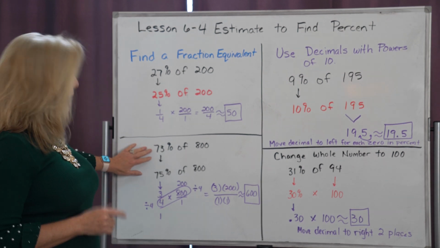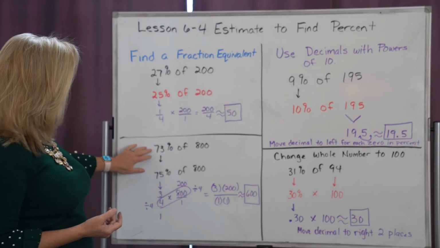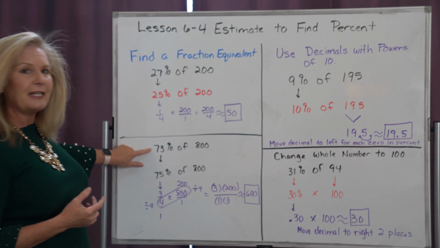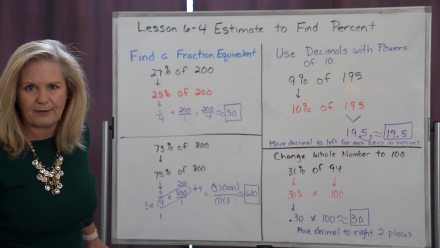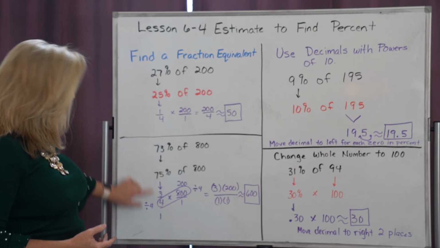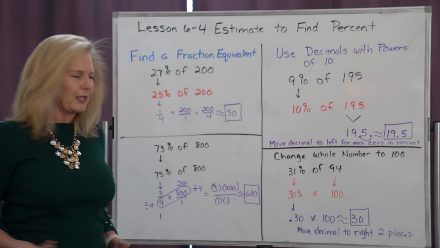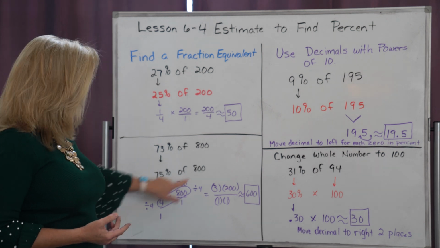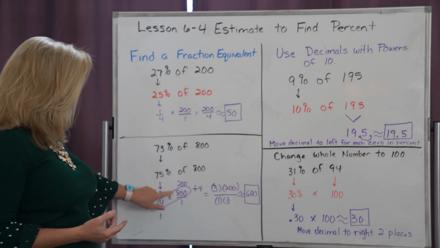Now, other good fractions that we could use would be something like 73% of 800. Well, 73% is close to 75%. And 75% I know is 3/4. So I could do the same thing. Change this to 3/4. Make this 800 as 800 over 1.